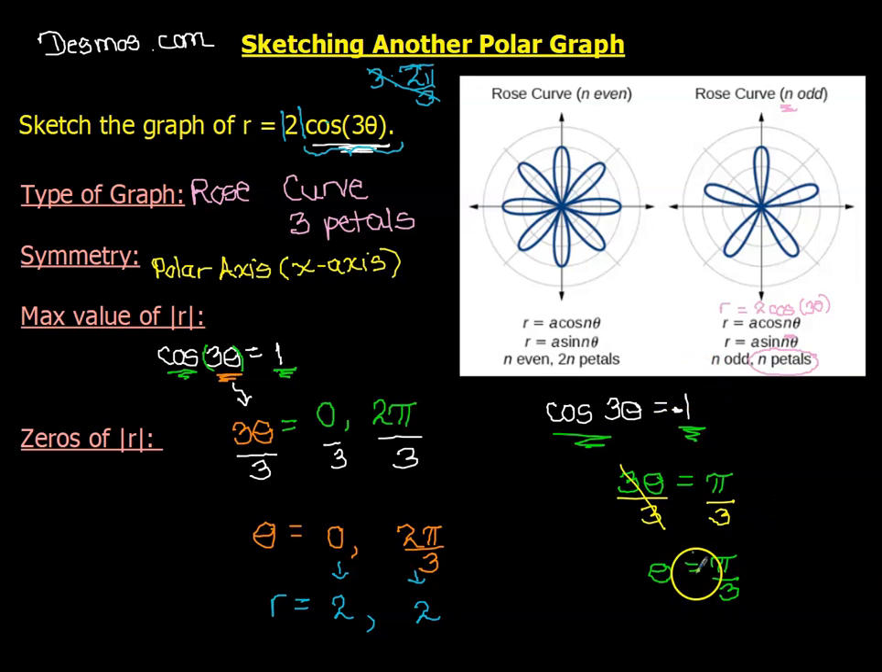So if I replace theta with pi over 3, and I'm just showing you the proof here, you don't have to actually do this every time, 3 times pi over 3, the 3's cross out. Cosine of pi is -1. -1 times 2 is -2. So I've just found everywhere where I'm going to see the petals extend out to their maximum value, the amplitude, which is 2.